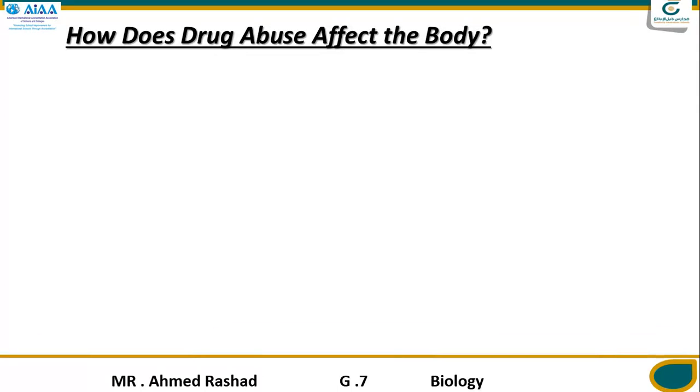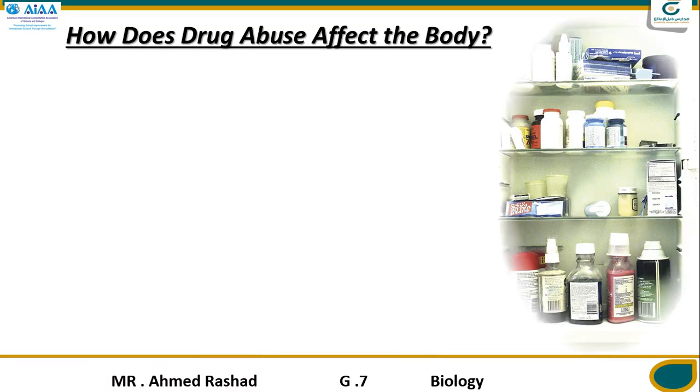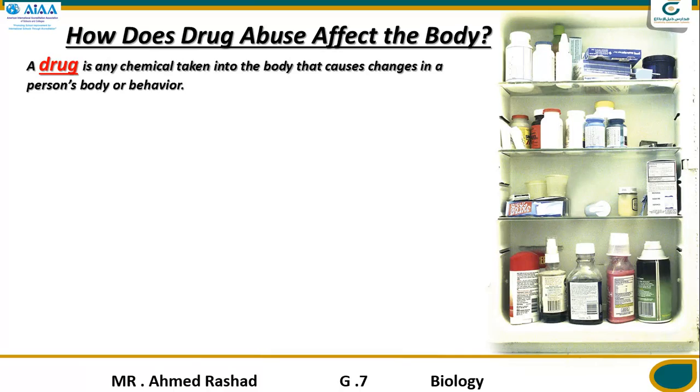So in step number 1 today: how do drugs or drug abuse affect the body? What's the meaning of drug and what's the meaning of drug abuse? A drug is any chemical taken into your body that causes changes in a person's body, activities and behavior. So a drug is any chemical substance that causes change in your body, activities and behavior. Again, all of you now should know the meaning of drugs: a chemical substance causing change in your body, activities and behavior.